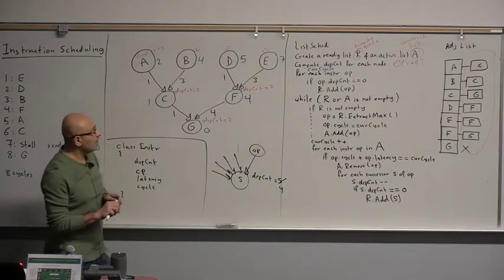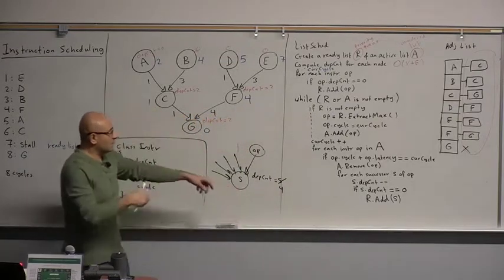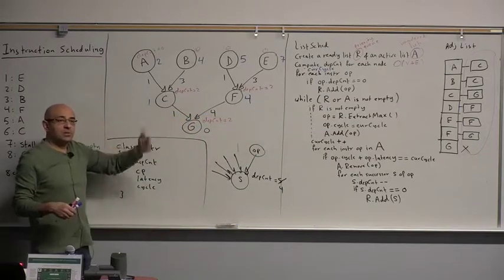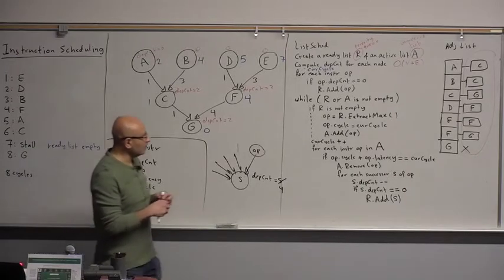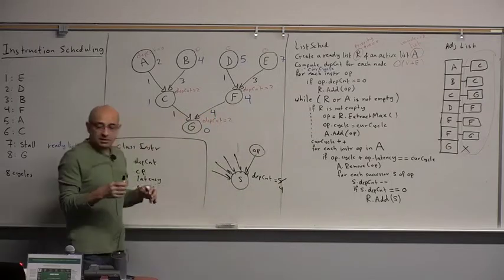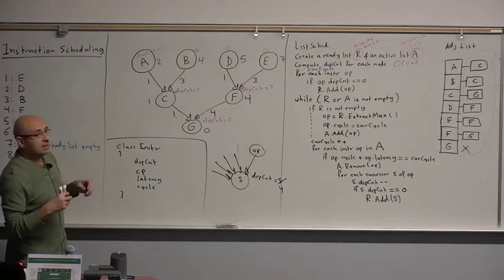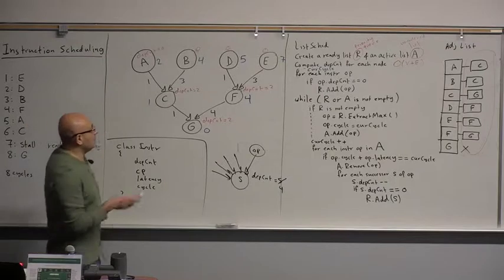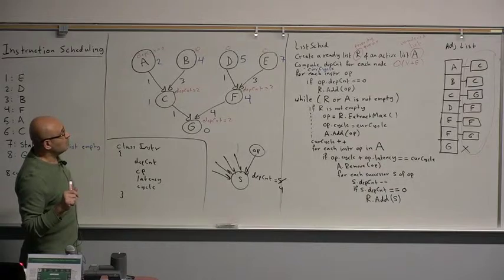So this is the algorithm. This is what will allow us to keep updating the ready list. Okay, so now let's try to analyze this algorithm. Now the running time of this algorithm, assuming that the data dependence graph is already there, has been computed.